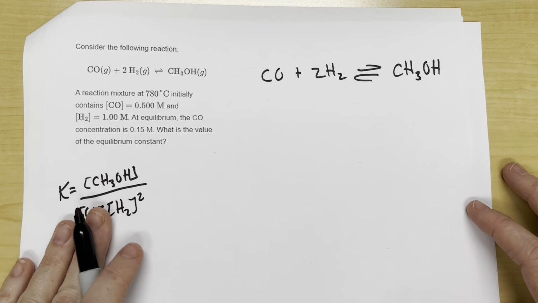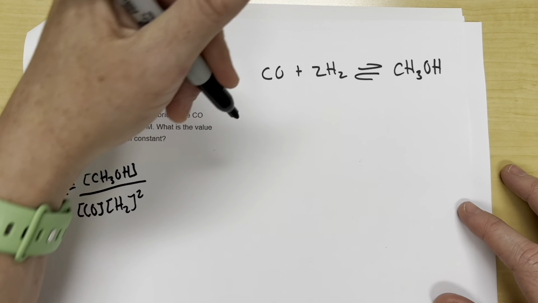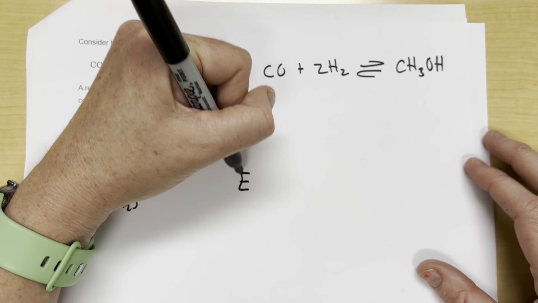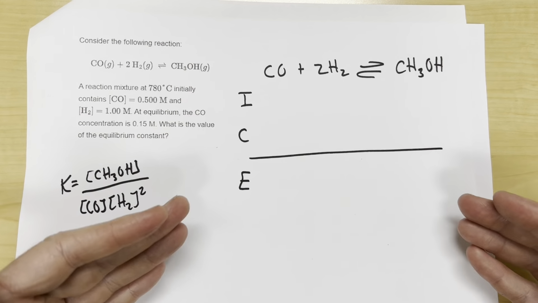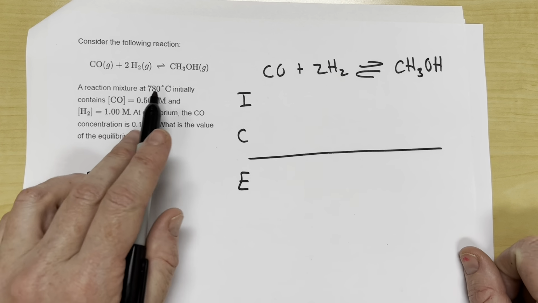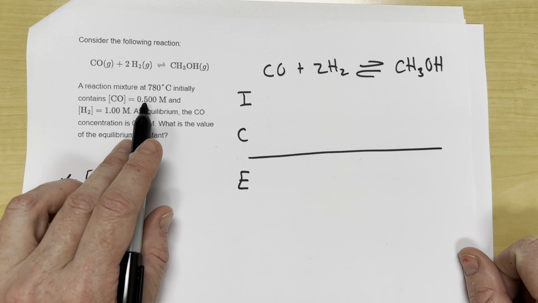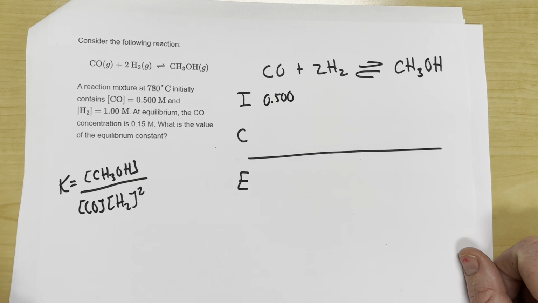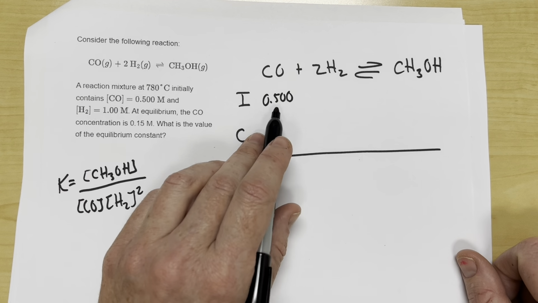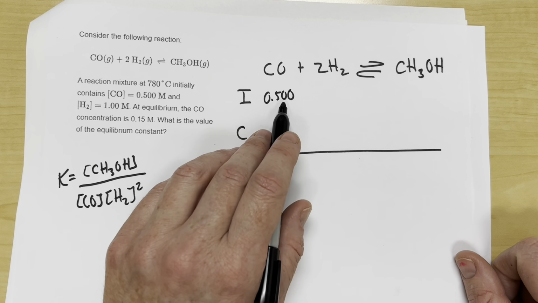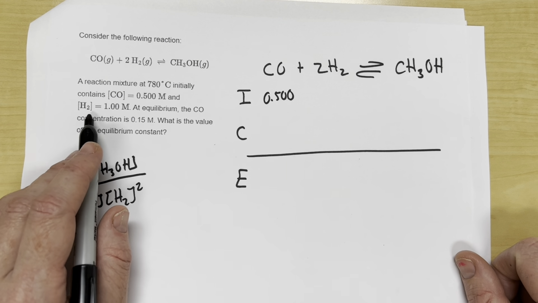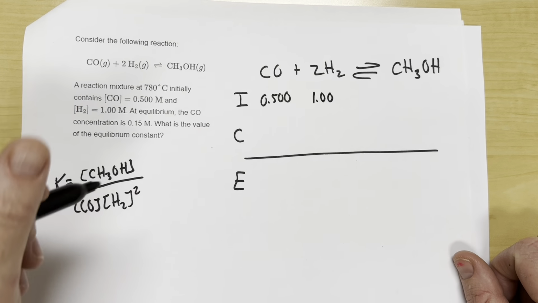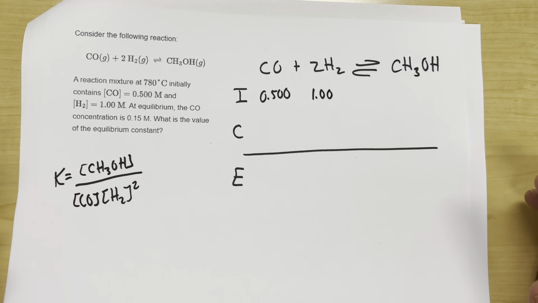Okay, because you're probably going to come back to that at some point. All right, so we've got our reaction, we've got our ICE. Let's fill everything in. It says initially it contained 0.500 mole per liter of carbon monoxide. Perfect. That's easy. It uses the word initial, so we know it's going to go there. And 1.00 mole per liter of H2. Cool.